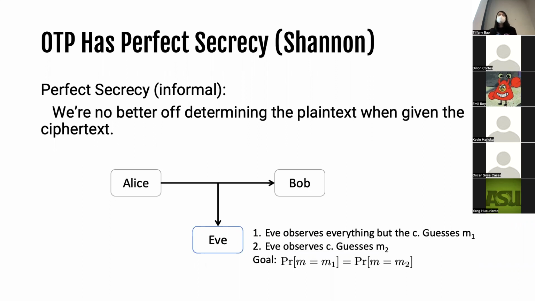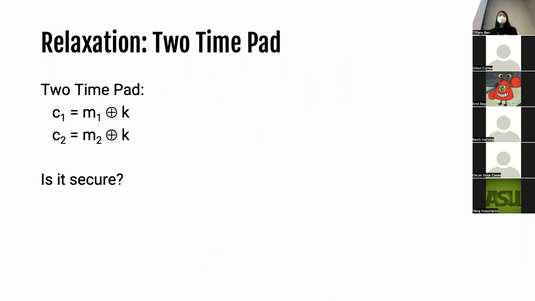Okay, and now let's think about this. What if we have a two-time pad? Meaning that this time, we use the same key two times, but only two times. So after two times, I'm going to throw it away. Is it secure or not?